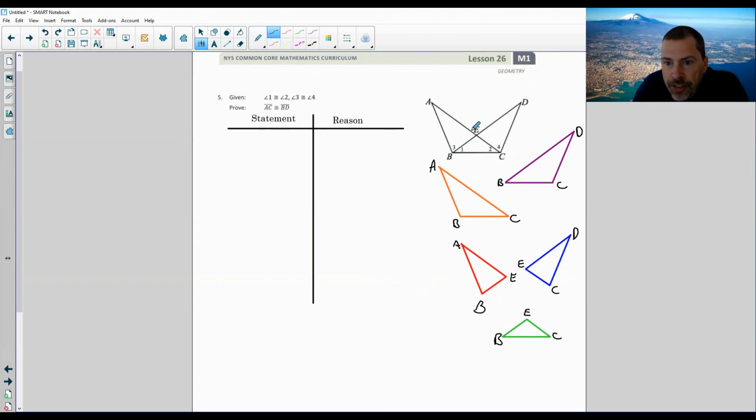So how many triangles are in this diagram? Just looking at this, you might say 3, but there's actually 5. Okay, so we may use all these, may not, we'll see. Let's start with the givens.